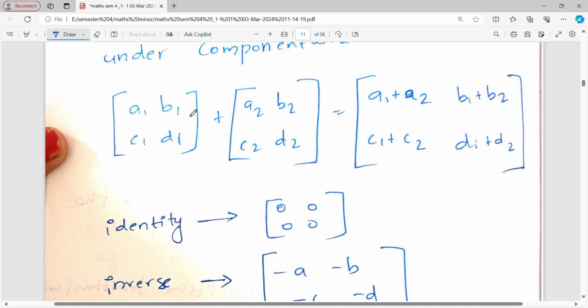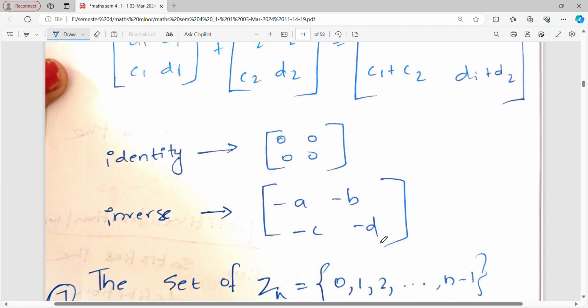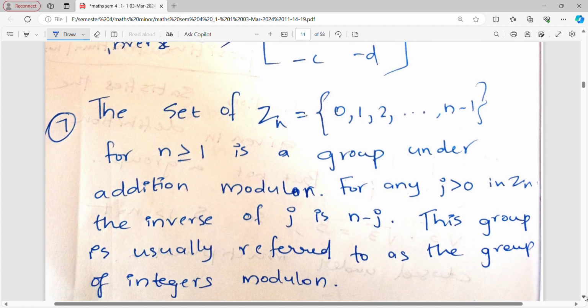A1 plus A2, B1 plus B2, C1 plus C2, D1 plus D2. The identity will be 0, 0, 0, 0. The inverse will be minus A, minus B, minus C, minus D. Okay. Now the seventh one.